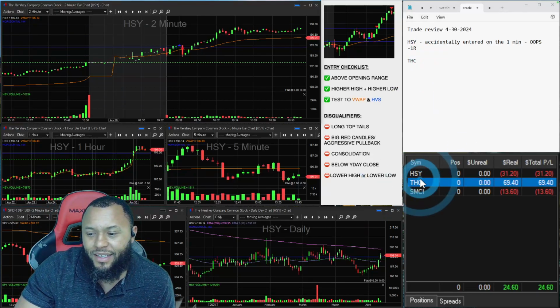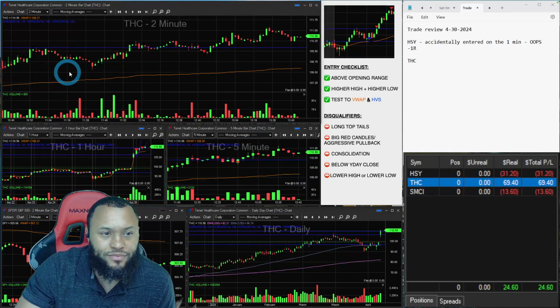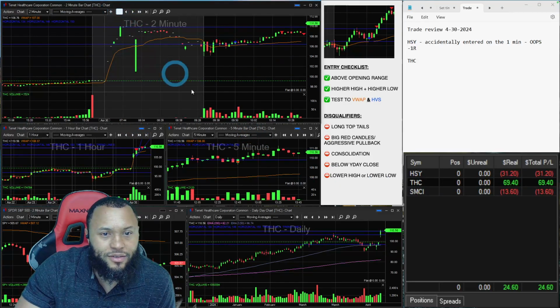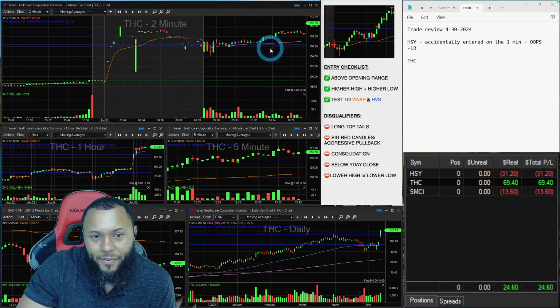THC. All right, so price action on THC honestly isn't that great either, but it technically checks the boxes. This is actually what we want a setup to look like. Clean move up, well over the support, right? Not just poking its head up, but well over the support, and then a nice pullback, and then here we have a narrow range candle. This is a great enter here, stop below VWAP and HVS.